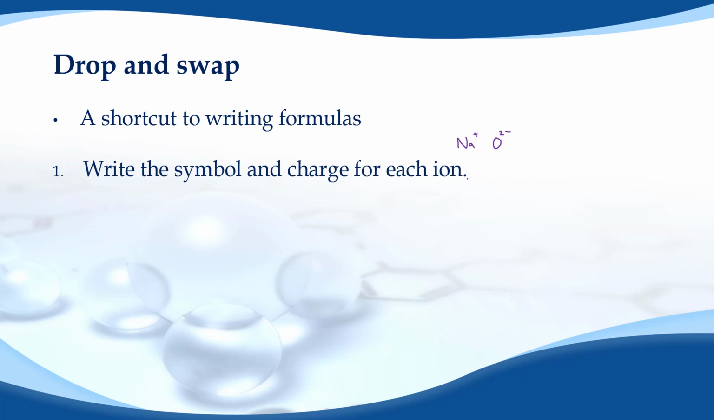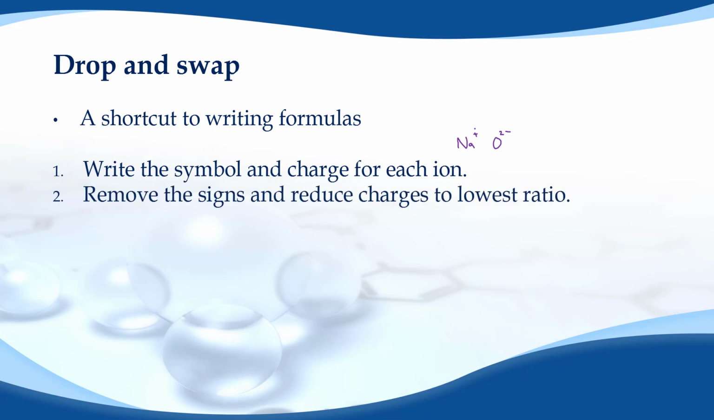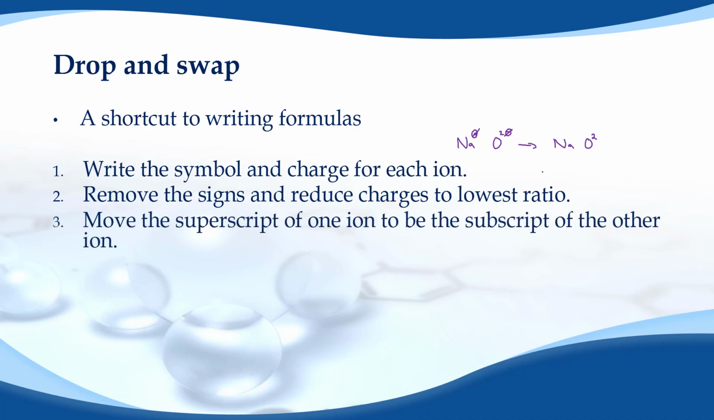After we've written the symbol and charge for each ion, we remove the sign. So we get rid of the pluses and the minuses and just leave the numbers behind. And we reduce those numbers to their lowest ratio. Right, so if I had a 4 and a 2, I'd reduce that down to 2 and 1. After that, you take the superscript of one ion, you drop it down to be a subscript and move it over to the other side.